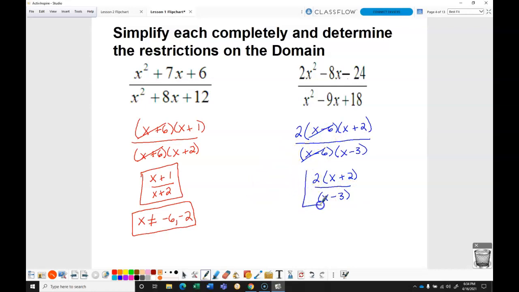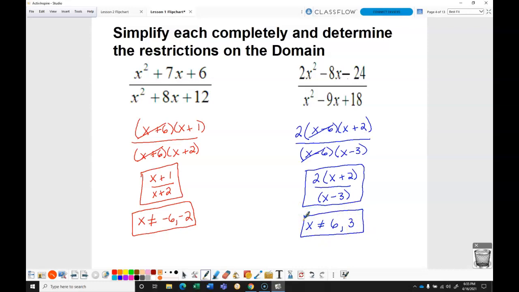So now I want to look for the restrictions in the domain. Well, the restrictions come from the denominator, so I'm looking at x minus 6. So x cannot equal positive 6. And x minus 3, so it cannot equal positive 3 either.